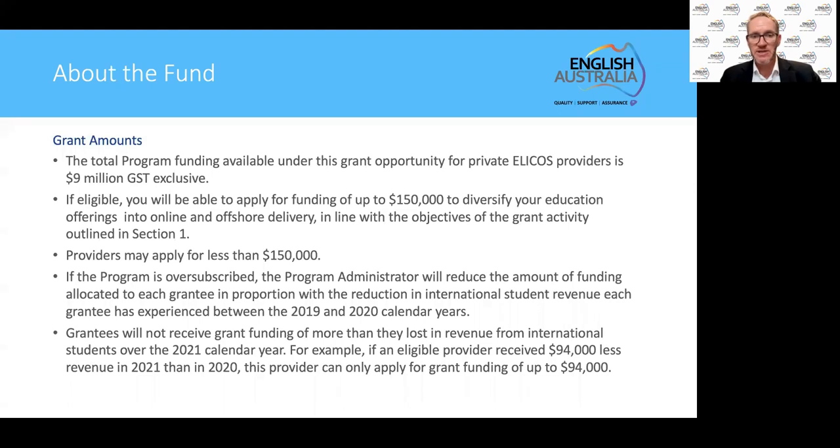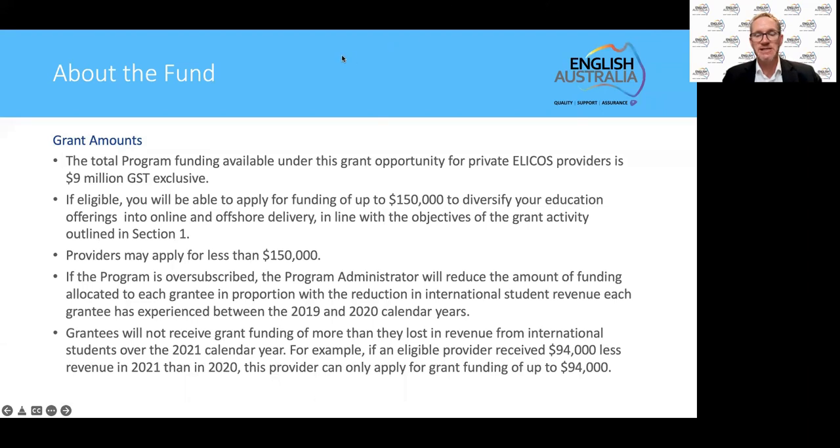So I think there's an example provided, but if you have experienced a decline in that period between 2020 and 2021, covering this grant period, if your decline was $94,000, then the amount of eligible grant funding is only up to that $94,000. So if a provider, for example, has only experienced a decline of $10,000, you're not eligible for a $150,000 grant. You'll be granted up to the amount of your loss during that period.